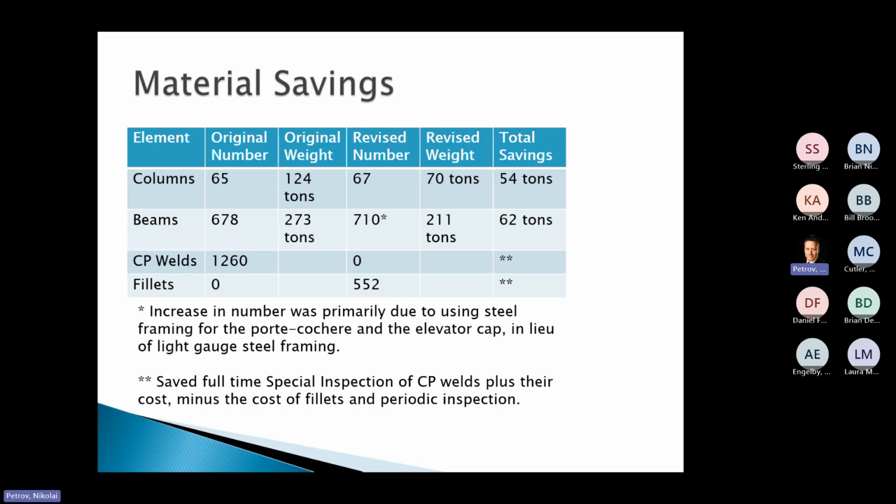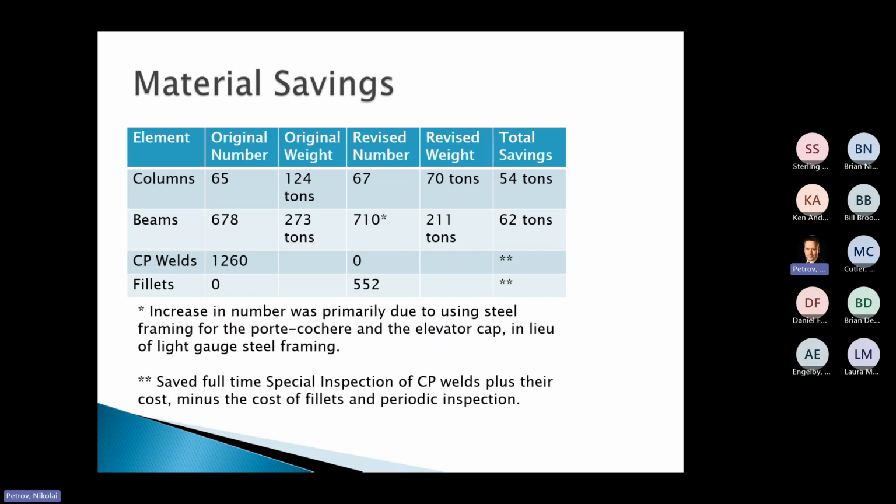Beams, we ended up with a little bit more beams. It says the increase in number was primarily due to using steel framing for the port share and elevator cap in lieu of light gauge steel framing. So that's not really fair necessarily to look at. But even as such, we went from 273 tons of beams to 211 tons. So we saved 62 tons.